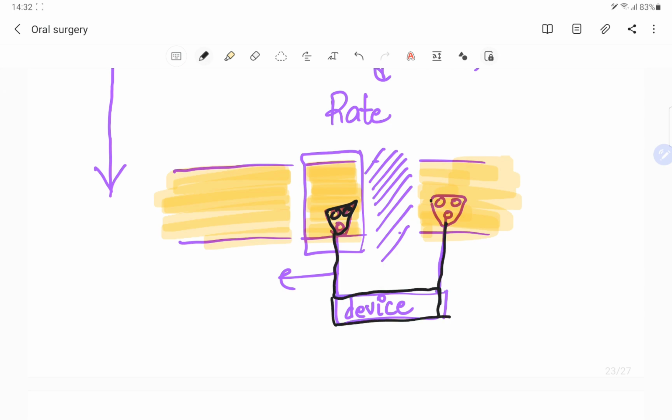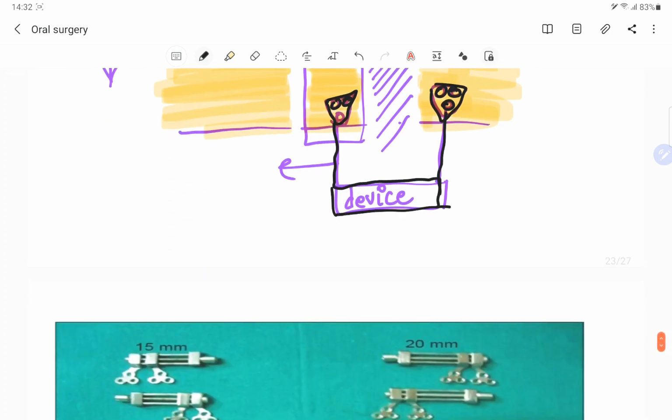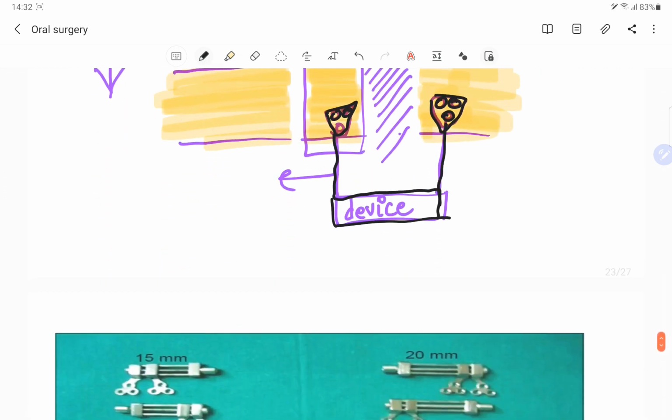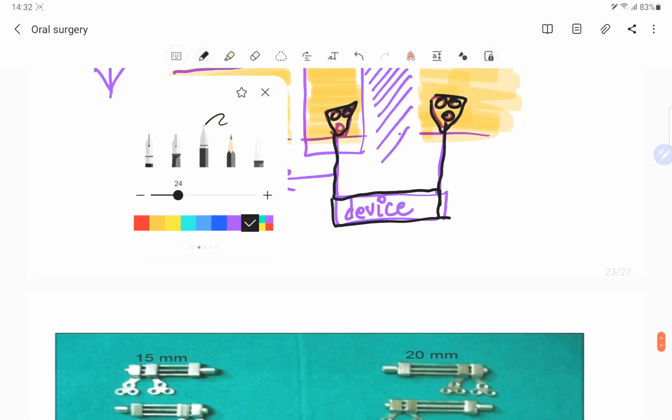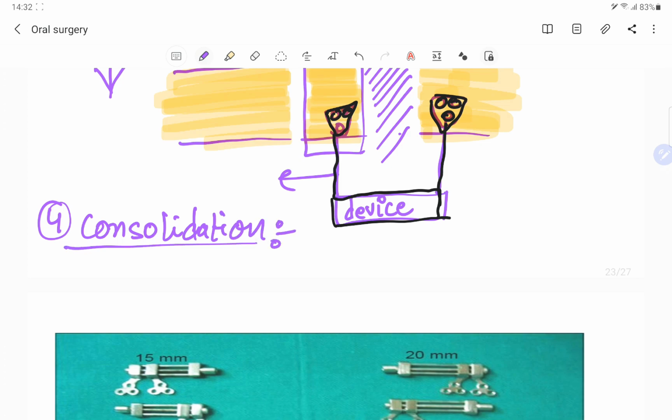Now the purpose of this device is to do the distraction of these bony fragments. Now we want this bone formation to occur. So the fourth step is consolidation. Consolidation means we are keeping it as it is.